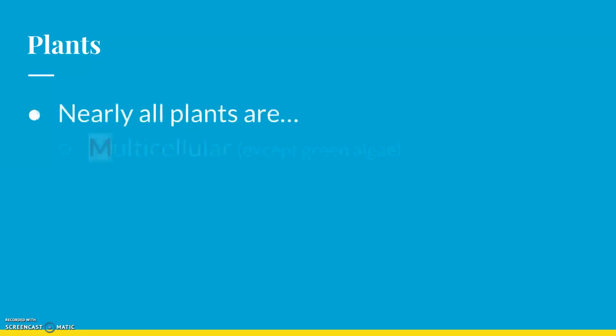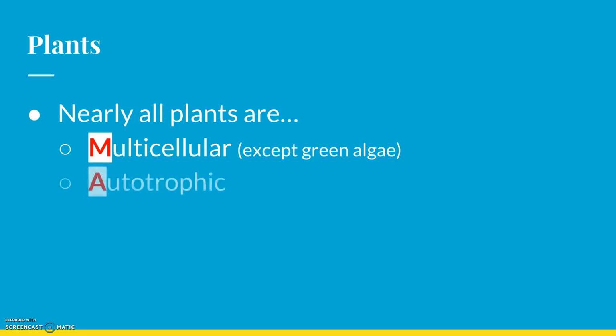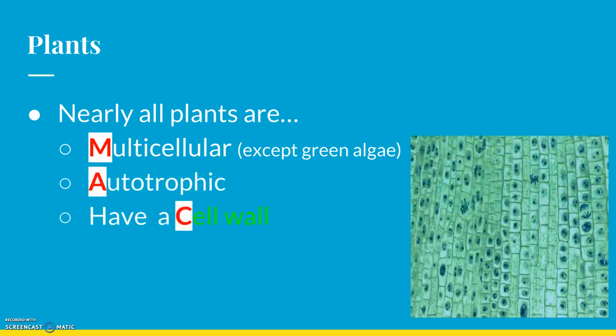So plants, nearly all plants share these three common characteristics. They are multicellular, they are autotrophic, and they have a cell wall. So just like we had She with fungi, now we have Mac with plants. Okay, that might help a couple of you guys help keep this sorted in your head. So all are multicellular, so that means they have more than one cell. All of them are autotrophic, which means they automatically make their own food, so they use the sun to make food. And they have a cell wall. Remember, that's on the outside. It helps them stand upright.